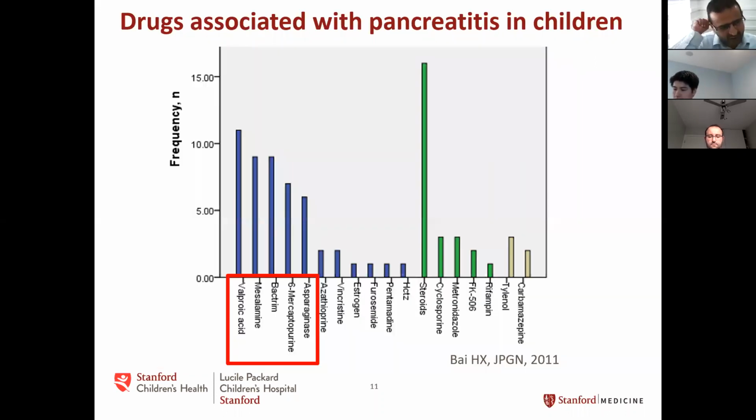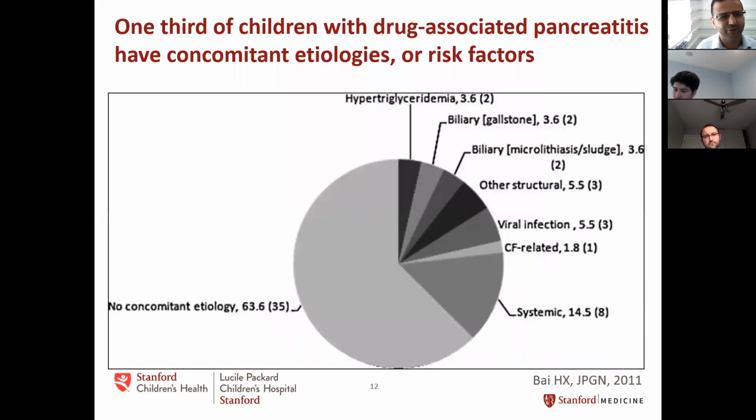But there is another. When you look at the drugs associated with pancreatitis in children, and these are studies from Harrison Bai, who was a medical student at Yale at the time, in our lab, many of the drugs that are associated with pancreatitis are in the pediatric space. They include, for example, valproic acid, which is given for pediatric epilepsy, or asparaginase, a drug given for ALL, which is primarily a pediatric tumor. And when you take that approach of having multiple possible etiologies or risk factors, we found that 1/3 of children with drug-associated pancreatitis have concomitant etiologies.